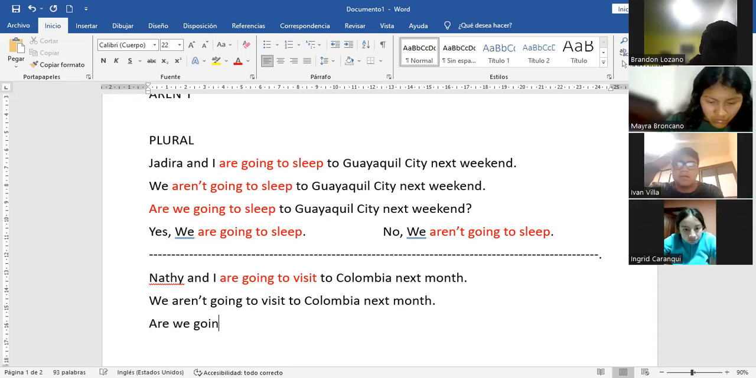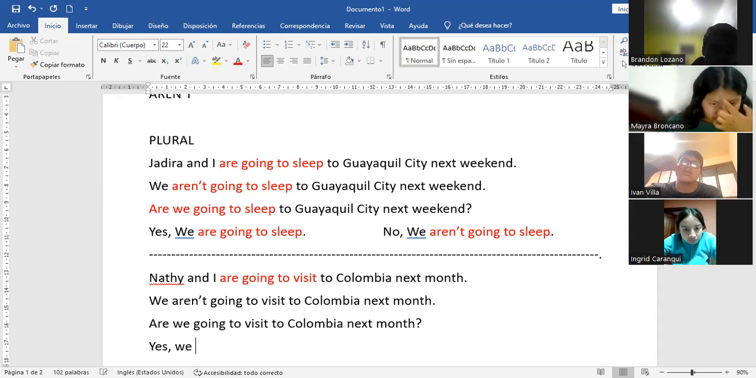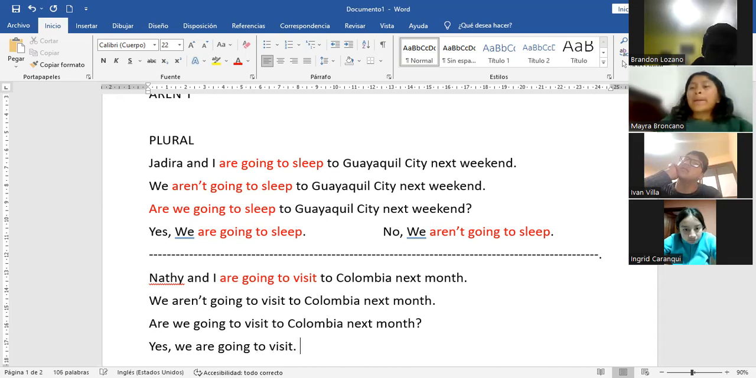Yes, going to visit to Colombia next month. It is of the question. Don't forget, please. I am referring for December, okay? It is answered. Yes, we are going to visit. Point. Which possible you have for negative?